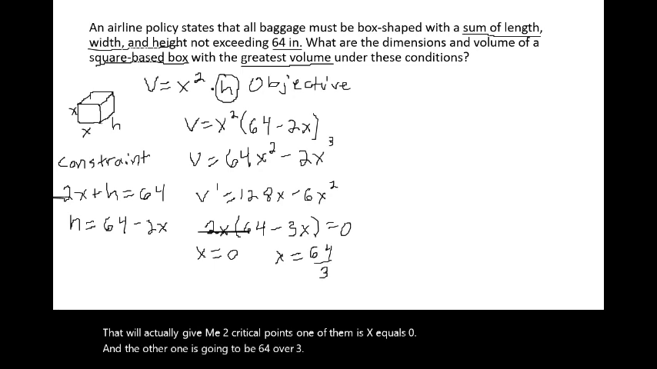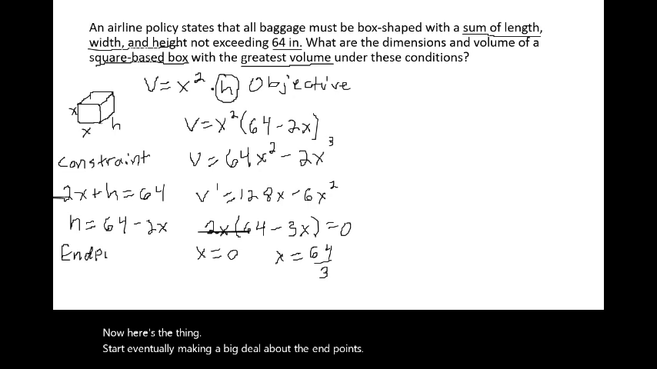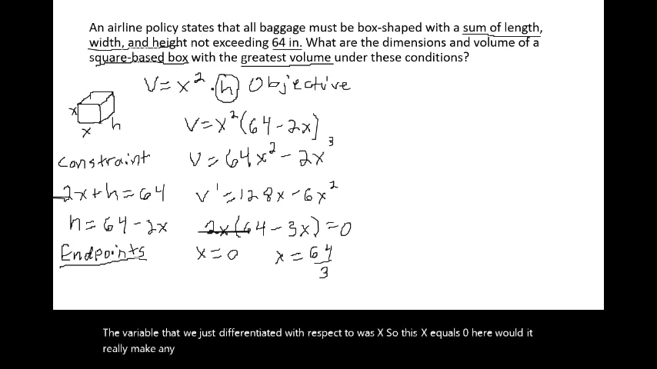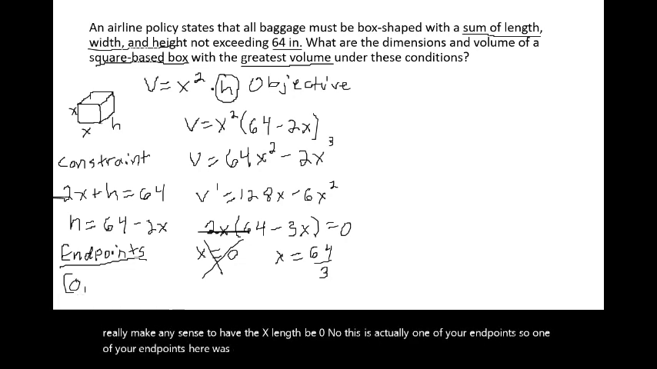Now here's the thing. We're going to start eventually making a big deal about the endpoints. The variable that we just differentiated with respect to was x. So this x equals 0 here, would it really make any sense to have the x length be 0? No, it wouldn't. This is actually one of your endpoints. So one of your endpoints here was 0, meaning you put none of the 64 inches into x and that would not make a box.